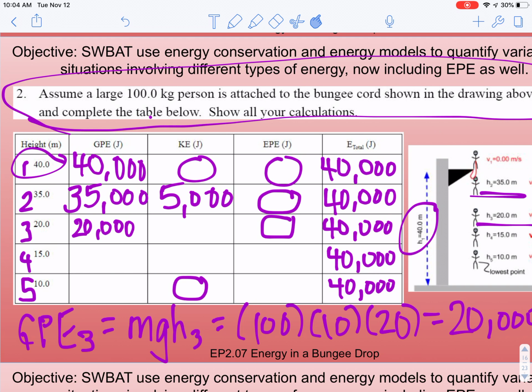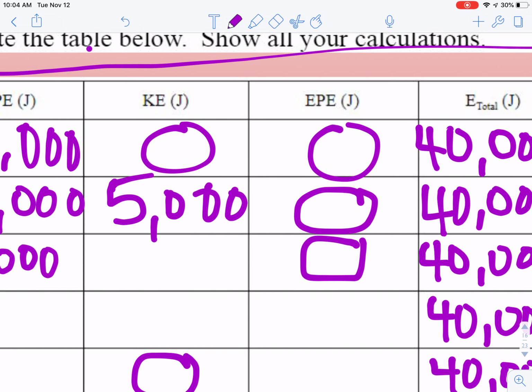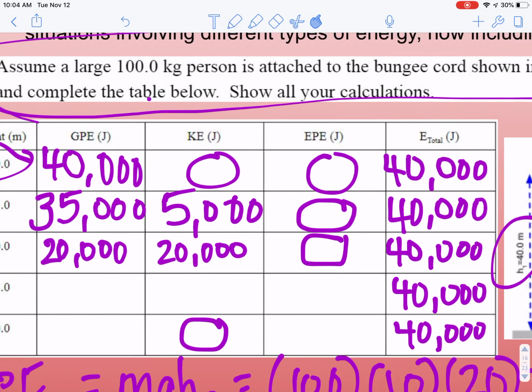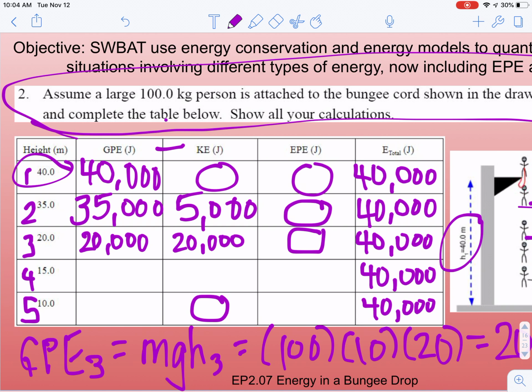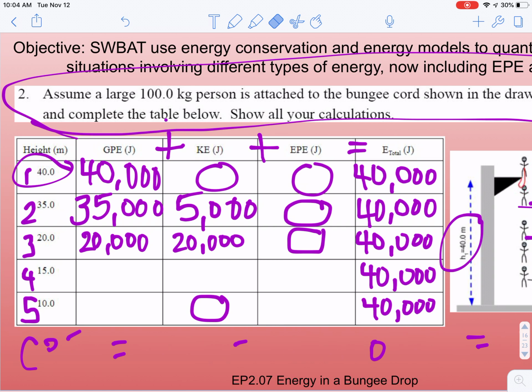Okay, let's look at the table. Great, I don't have to calculate KE because I know 40,000 minus 20,000 is going to give me another 20,000. Because again, basically what we're doing is saying that GPE plus KE plus EPE equals E total. Okay, so 20,000 plus 20,000 plus 0 should equal 40,000, which it does. All right, get rid of that.